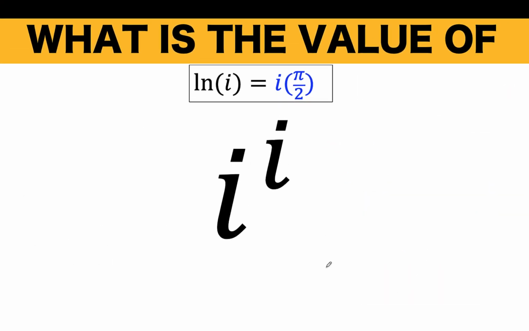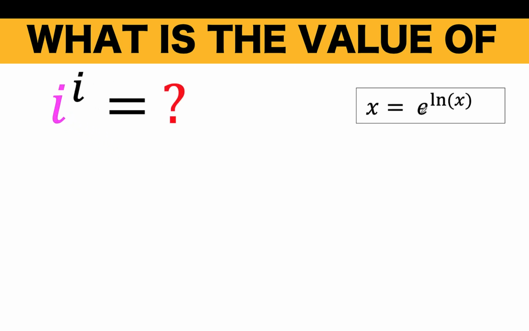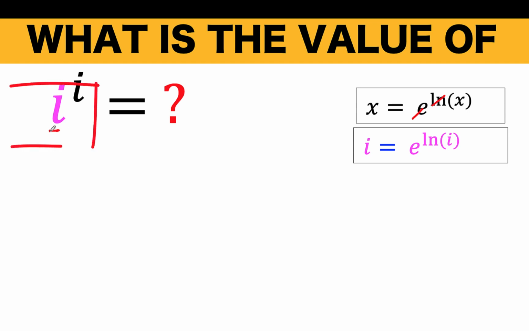What is i raised to i? Again, let's recall that a number x is equal to e raised to ln of x, because e and ln are inverse operations that cancel each other's effect, so x equals x. Similarly, if x equals i, this is the same as e raised to ln of i. Again, e and ln reverse each other's effect, leaving us with i. By substitution, we replace this pink i by this result, and we just copy all the rest.